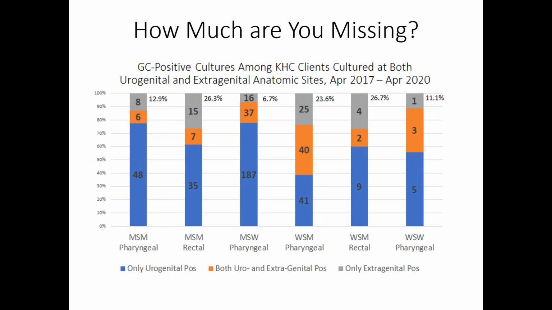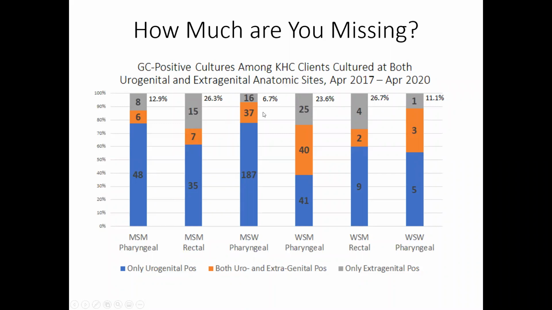But we've actually seen good data that supports that in all comers, extragenital screening is important. This is some data specifically looking at gonorrhea positive clients at the Keenan Health Center, which is the City of Milwaukee Public Health Clinic. In this graph, what I'd like you to focus on is that, over this time period, in all comers, here's our MSM population, where the gray bars are the gonorrhea infections that were only detected because extragenital screening was performed. You can see in the MSM population, 13% of pharyngeal and 26% of rectal gonorrhea was only detected because those areas were screened.